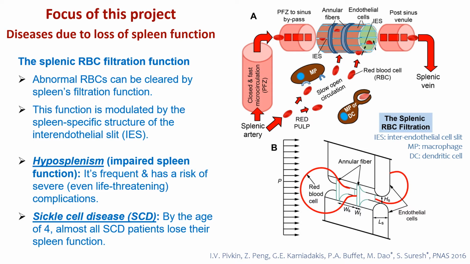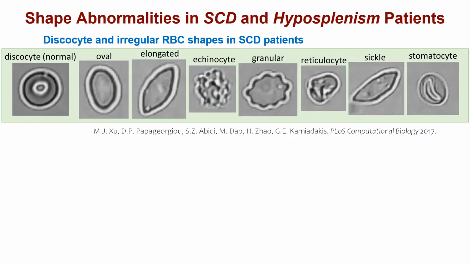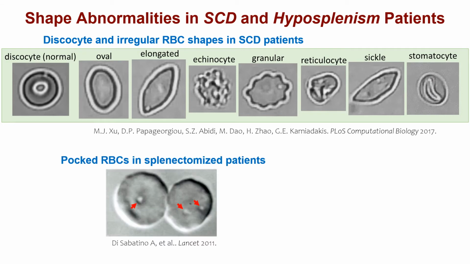However, in sickle cell disease infants in whom the spleen is still functional, acute splenic sequestration crisis can be a life-threatening complication. For sickle cell disease patients, there are many different types of irregular RBC shapes other than the normal discoid shape. In splenectomized patients whose spleen had to be surgically removed due to accidents or various diseases, large amounts of pocked RBCs can be found.